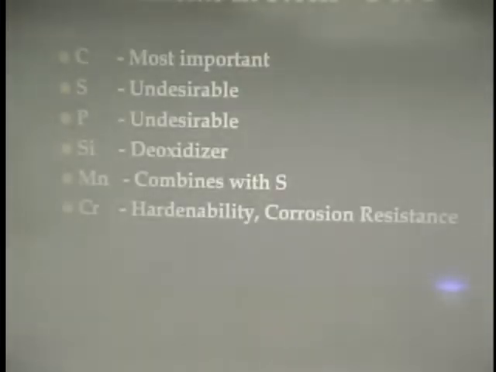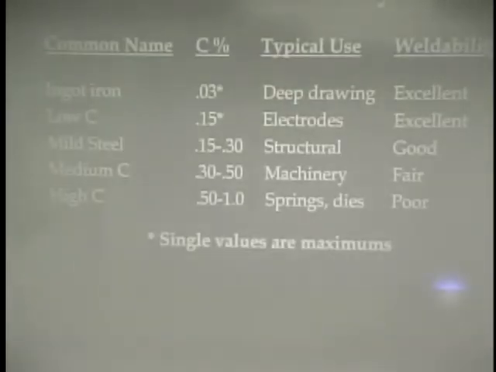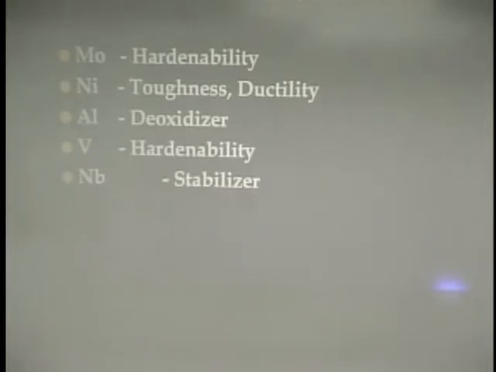Chromium, down at the bottom, hardenability, corrosion resistance. Chromium increases hardenability and abrasion resistance. When present in quantities in excess of 4%, the corrosion resistance of steel is improved. If it's present in 12% or more, then it becomes a stainless steel. Molybdenum, at the top, moly, hardenability.